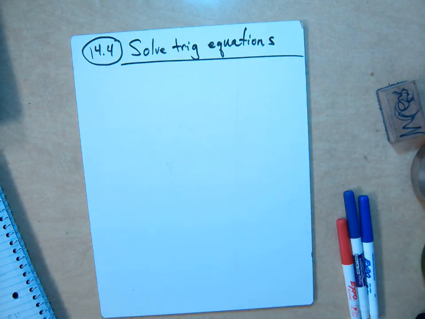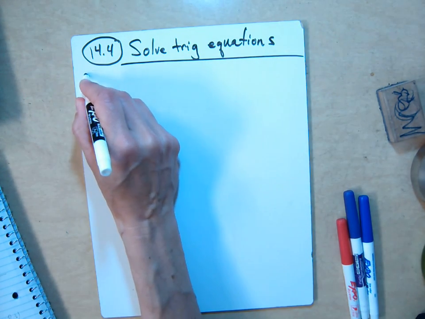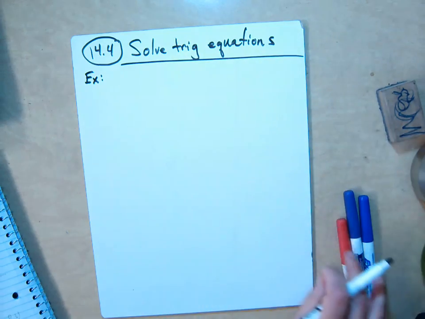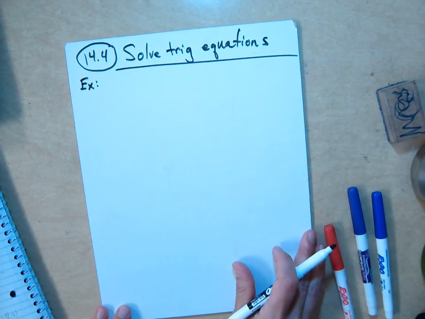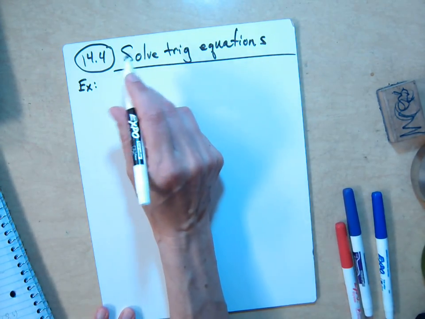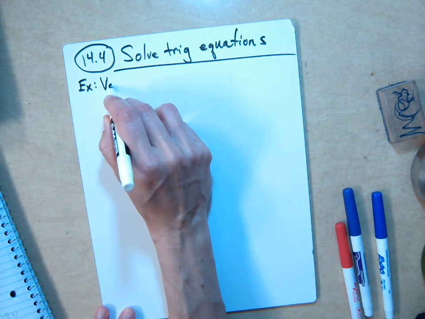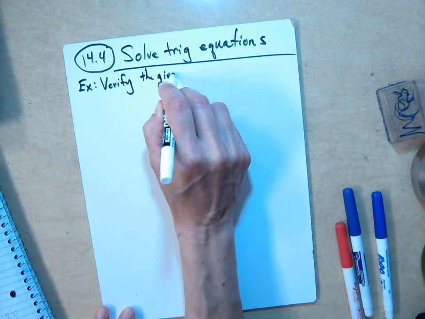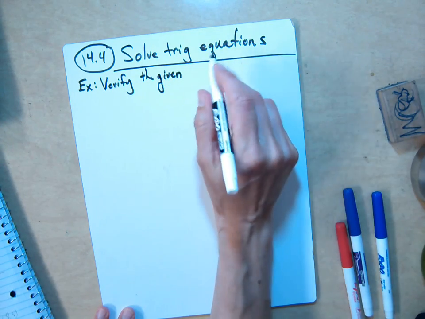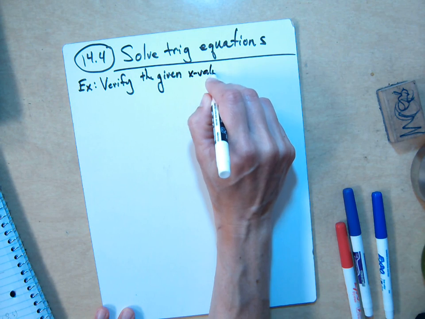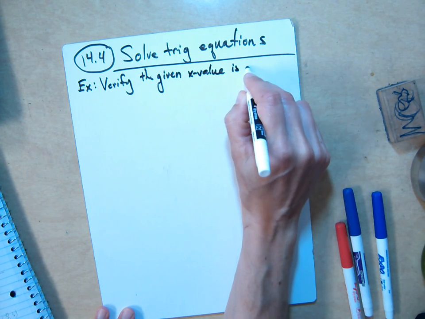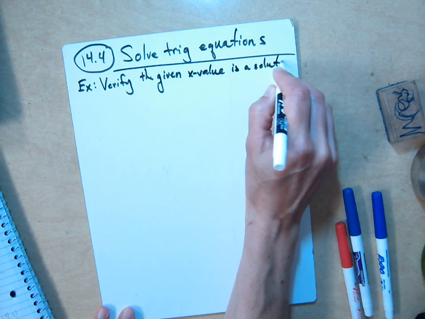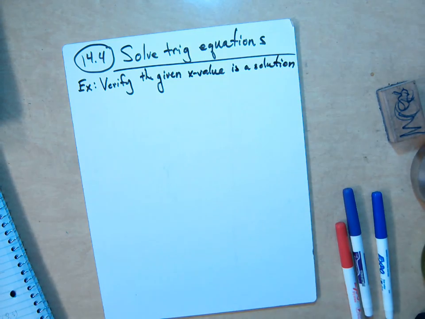Section 14.4, solving trig equations. We're going to start by verifying that something is a solution. So let's say we already are told that the answer is pi over 3. The first thing we'll do is verify, so that we understand what a solution means. Verify the given x value is a solution. That's literally what your directions will say.